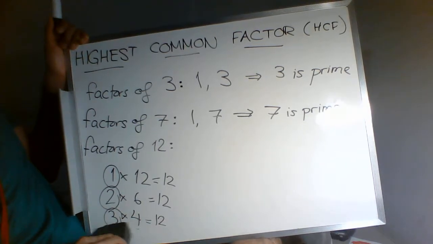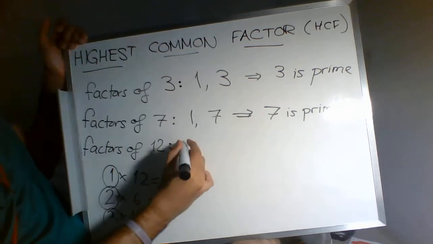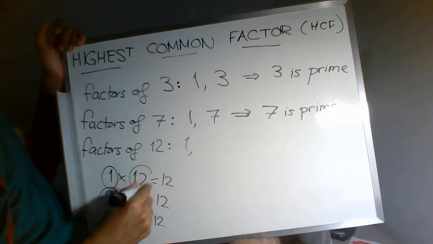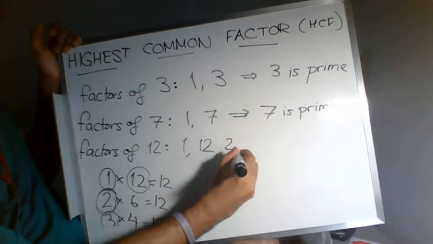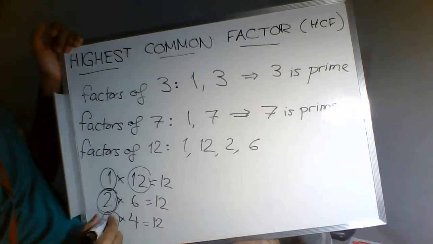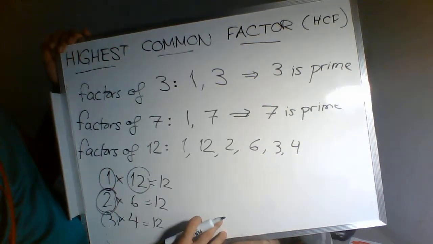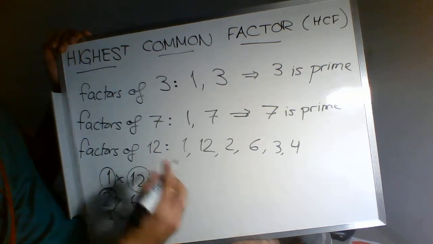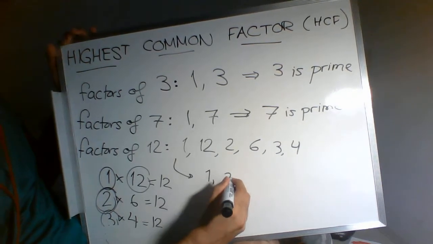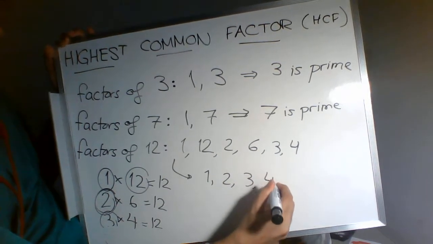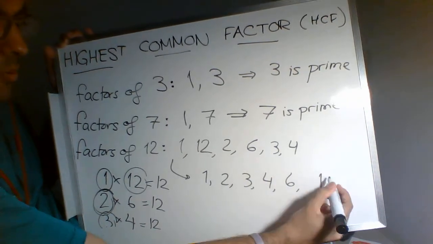And so now we can just list off the factors of 12 that we see in front of us. We have the number 1, we have the number 12, we have the number 2, we have the number 6, we have 3, and we have 4. Right? So these are all different factors of 12, and if you reorder them just in increasing order, you get that the factors of 12 are 1, 2, 3, 4, 6, and 12.